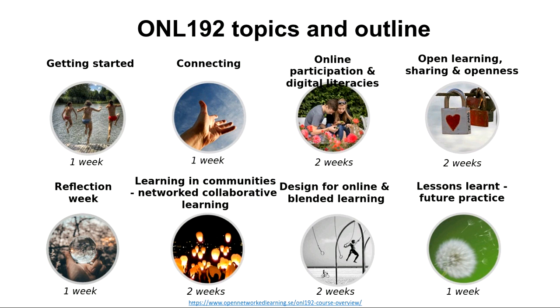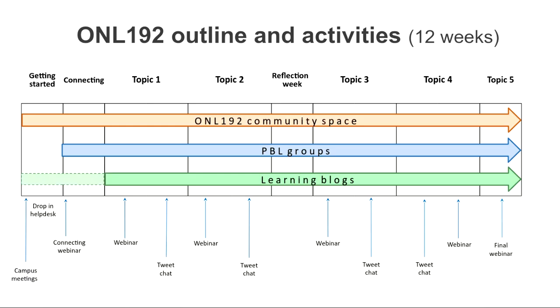So looking at it in more of a timeline, you can see these 12 weeks, having a getting started week. You see all the topics. So in the learning environment, there is an ONL 192 community space, which is the space for discussing and sharing ideas for the whole community. And for this iteration, when we started, we were about 120 participants and 30 facilitators. So that adds up to about 150 people. So that's kind of for the whole 12 weeks.